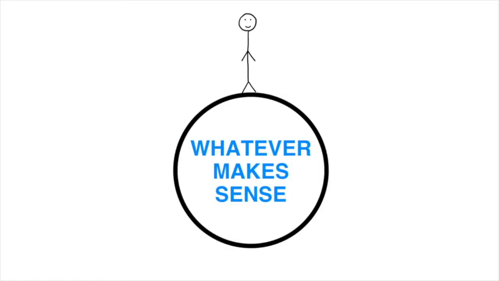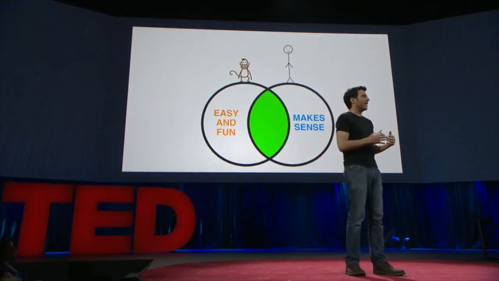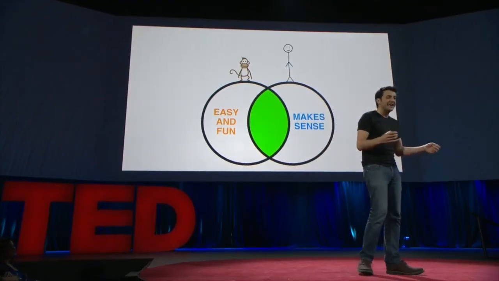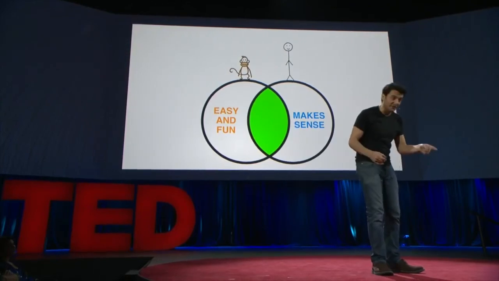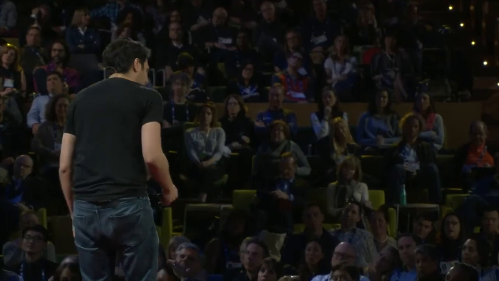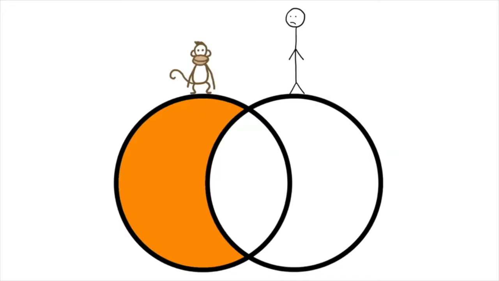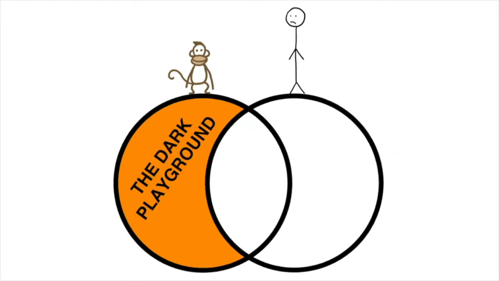Now, sometimes it makes sense to be doing things that are easy and fun, like when you're having dinner or going to bed or enjoying well-earned leisure time. That's why there's an overlap. Sometimes they agree. But other times, it makes much more sense to be doing things that are harder and less pleasant for the sake of the big picture, and that's when we have a conflict. And for the procrastinator, that conflict tends to end a certain way every time, leaving him spending a lot of time in this orange zone, an easy and fun place that's entirely out of the make sense circle. I call it the dark playground.